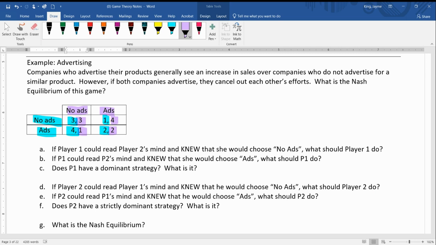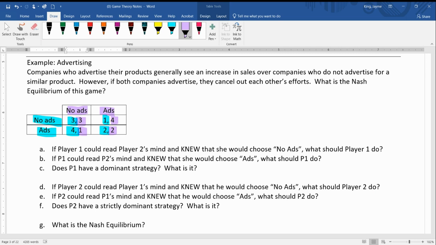So this one is that companies who advertise their products generally see an increase in sales over companies that don't advertise. However, if both companies advertise, then they kind of cancel out each other's efforts. So as you kind of look at this, if you choose to advertise and your opponent doesn't, it's going to boost your sales, right? So like that's kind of money well spent. But if you both advertise, nobody really gets a boost in sales, and then you've wasted that advertising money, right? You put all this money into advertising and all the effort and time into it, and you're not really seeing a payoff. So that's kind of like a bad circumstance.